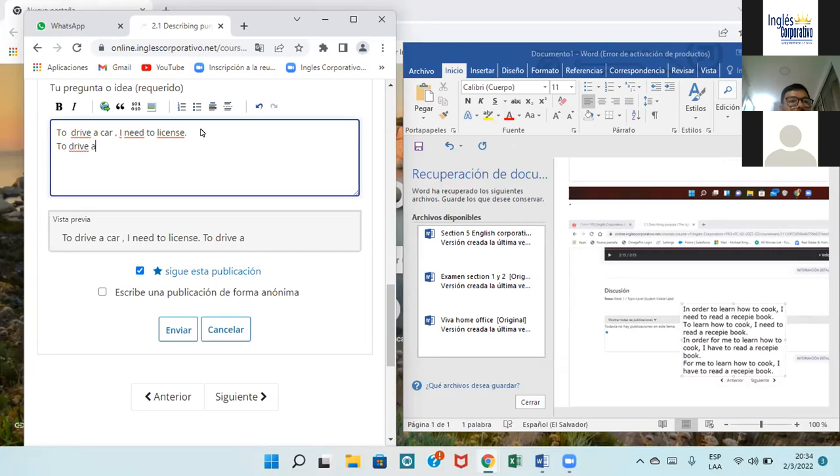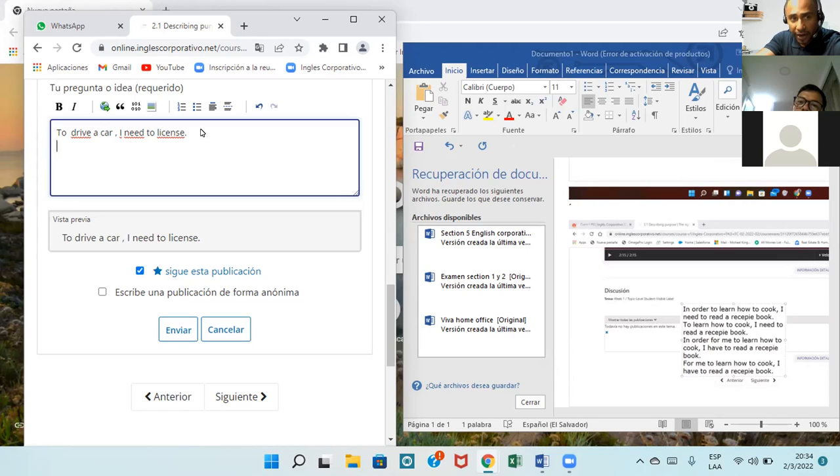Teacher, I don't know if it is correct, but teacher is in our group. Yes, I am. I'm right here. What's going on? Teacher, hi. I have a question. Is our sentence correct: to drive, in order to drive a car, you need to have a license? Correct.